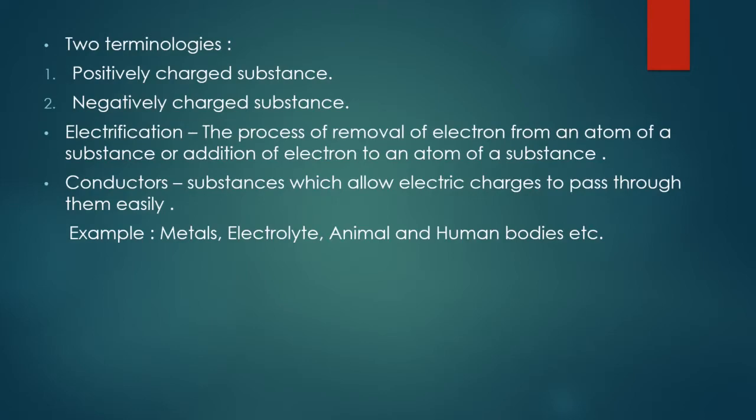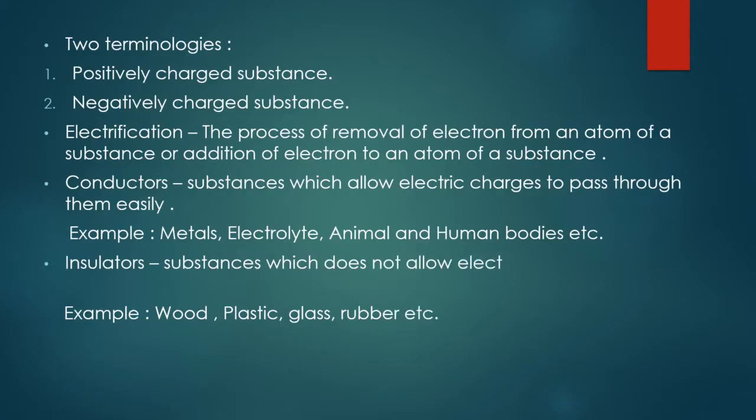So moving on, insulators: substances which do not allow electric charges to pass through them very easily. They have a barrier kind of thing which does not pass electric charges. For example, wood, plastic, glass, rubber, etc.